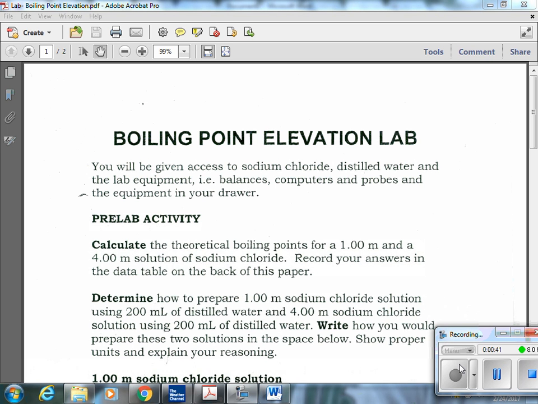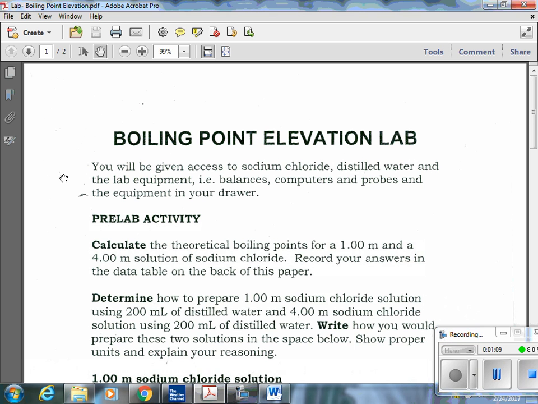Make a note of this right now, that you are going to be using the physical science with Vernier, and you will open lab 2, which is a boiling point lab. So once again, physical science with Vernier, and the lab will be boiling point. Now there's a couple of pre-lab activities that you're going to have to do, all right?